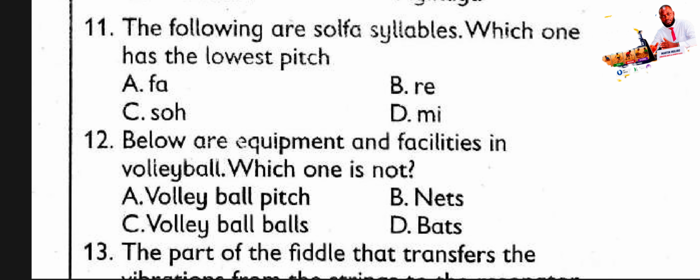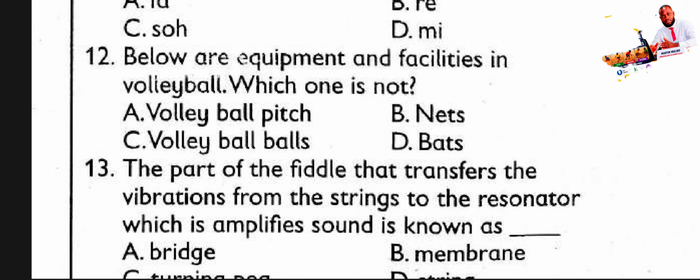Number 12, below are equipment and facilities in volleyball. Which one is not? We have nets, volleyball pitches, volleyball balls, then bats. Bats is for rounders, so the one which is not there is bats.